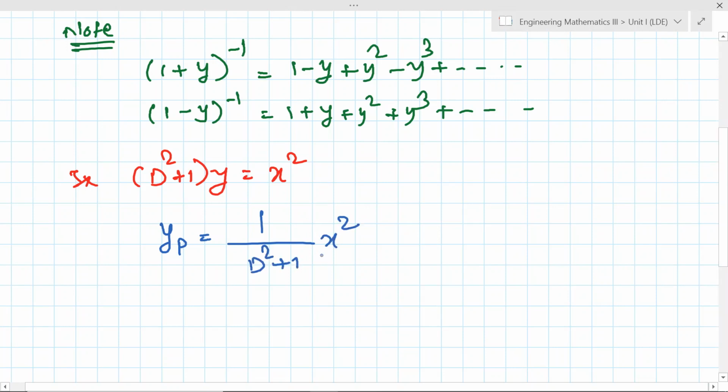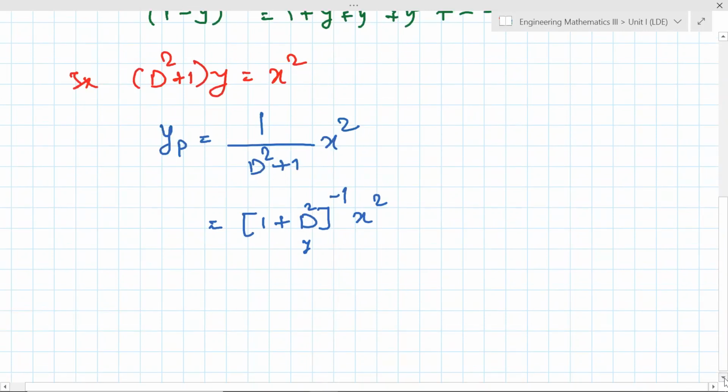Now the case says that x raised to m is there, m is nothing but 2, take this in the numerator. So it becomes (1 + D²). D² + 1 is the same as (1 + D²) raised to minus 1 into x². Now this is of the form (1 + y) raised to minus 1. What is my y? y is nothing but D². This is my y. Okay, and expand this with the help of this. Replace y by D².